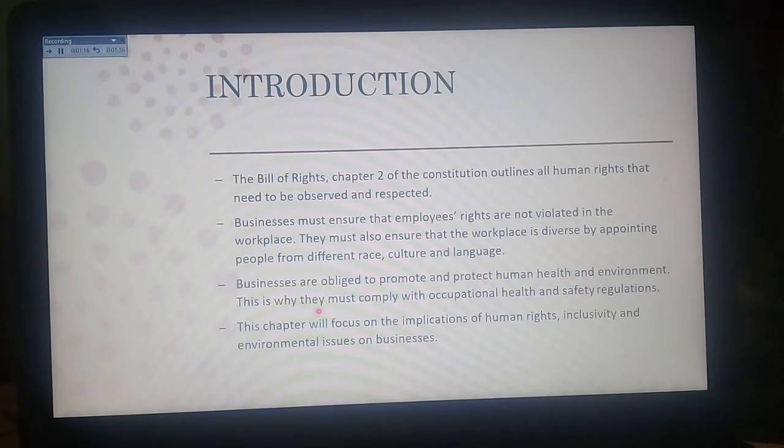This is why they must comply with the occupational health and safety regulation. So businesses, again, have an obligation to ensure that employees are healthy and do not jeopardize the lives of the employees. This chapter will focus on the implication of human rights, inclusivity, and environmental issues on businesses. All right.